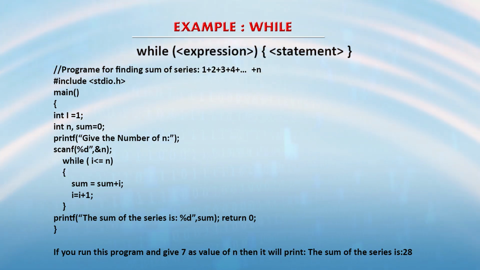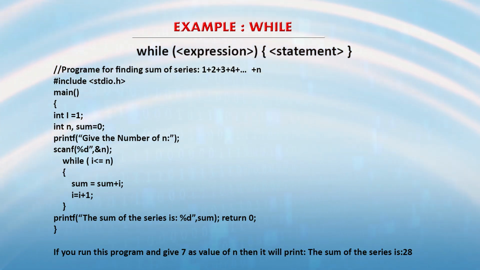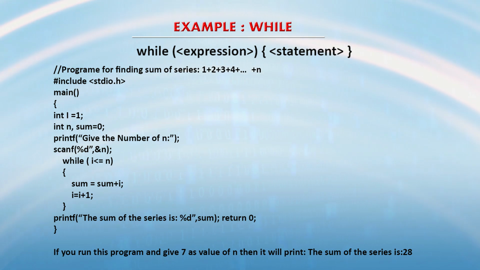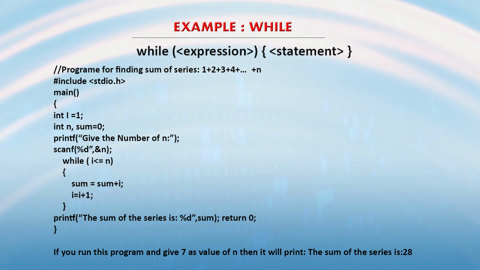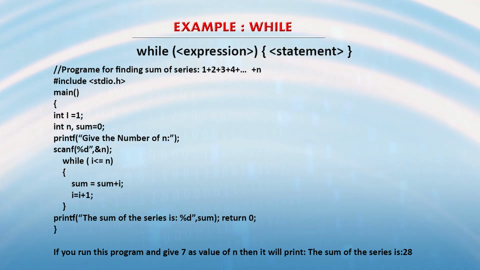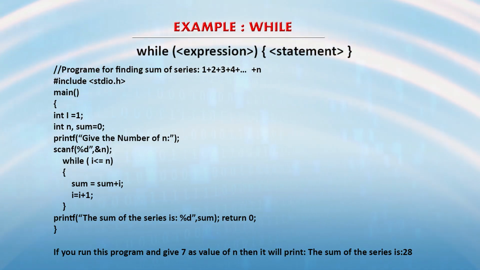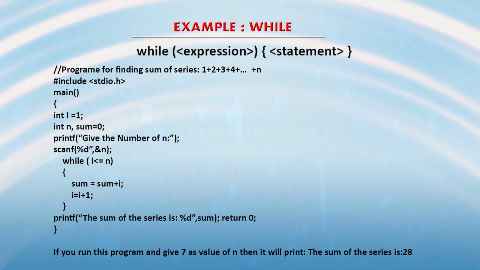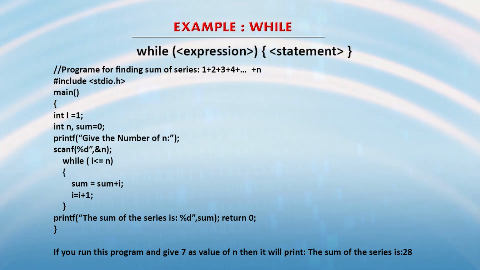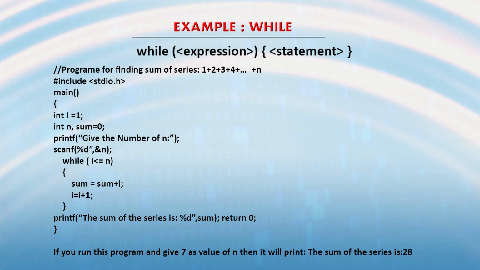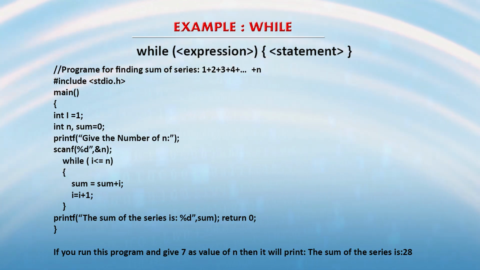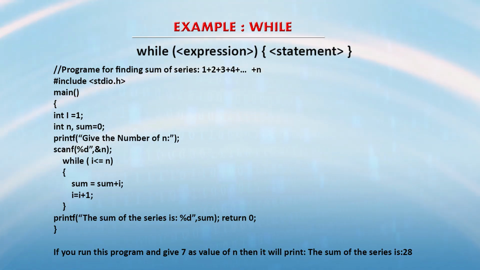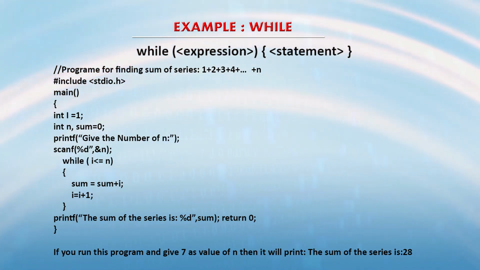So 2 is less than or equal to 3, yes, again true. So sum is equal to sum plus i. So 1 plus 2, that is 3, the new value of sum is 3, and i is incremented by 1. Now it is again equal to 3. The last value of sum was 3, so sum is equal to sum plus 3, that means 3 plus 3 is equal to 6.